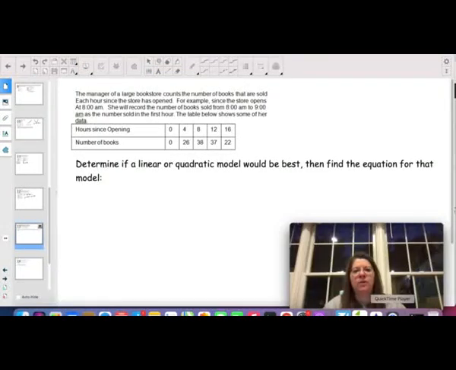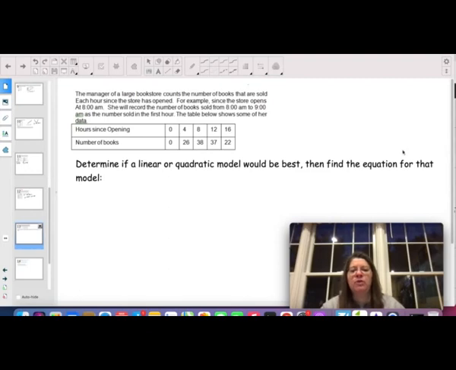The manager of a large bookstore counts the number of books that are sold each hour since the store is opened. For example, since the store opens at 8 a.m., she will record the number of books sold from 8 a.m. to 9 a.m. as the number sold in the first hour. The table below shows some of her data. So hours since opening and number of books.